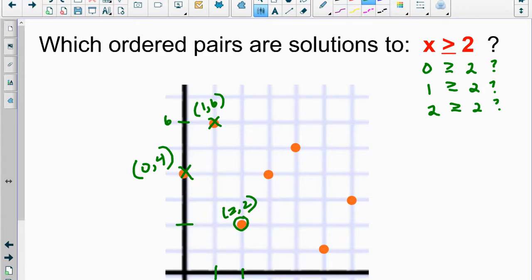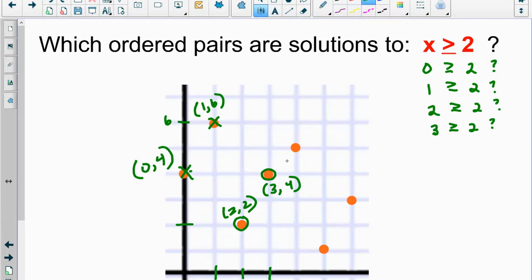As we keep moving across from left to right, the next ordered pair would be at an x coordinate of 3, y coordinate of 4, so 3, 4. If the x coordinate is 3, substitute that into our inequality. Is 3 greater than 2, or is 3 equal to 2? Yes, it is, because 3 is greater than 2. This would represent a solution.